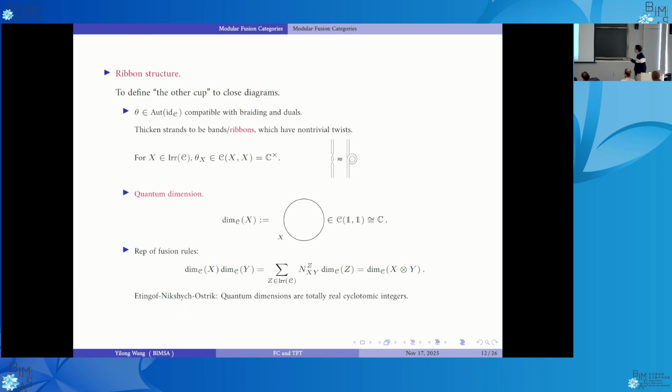For example, we can define what's called quantum dimension, which is the evaluation of this now closed circle. Again, the morphism space from the tensor unit to itself is one-dimensional, so it's characterized by a scalar. And this scalar is a representation of the fusion rules. That means if you take the dimension of objects, they satisfy the fusion rules. And a theorem of Etingof, Nikshych, and Ostrik says that quantum dimensions are totally real cyclotomic integers. They are integer combinations of roots of unity, and every Galois conjugate of them is a real number.